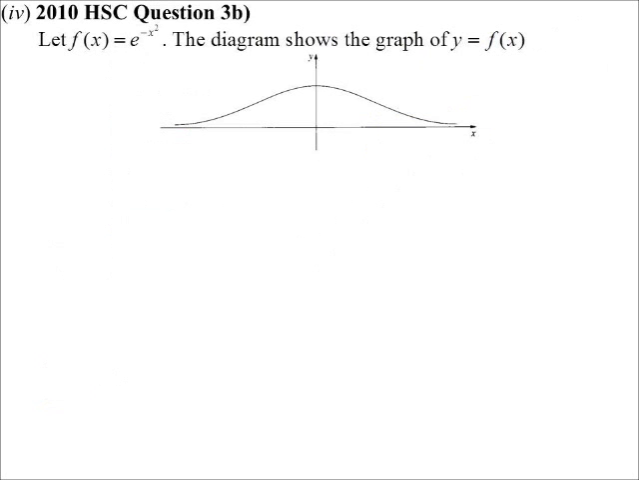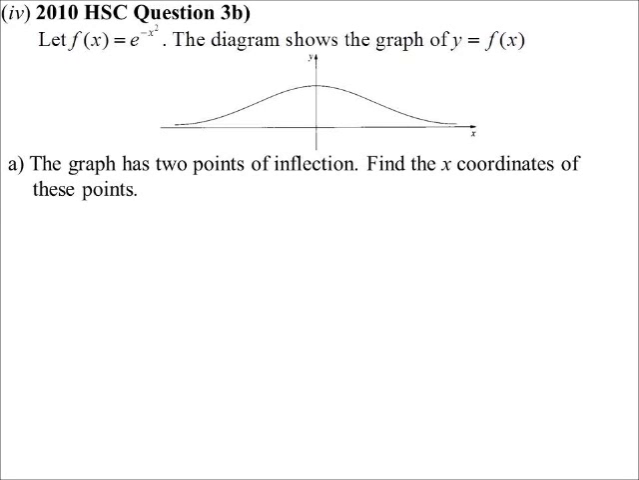A few years ago, they gave us e to the minus x squared. Clearly, that one does not satisfy the horizontal line test. Well, they tell us it has 2 points of inflection. We can see that quite clearly. It does change concavity, and it's symmetric. Find the x coordinates of these points.